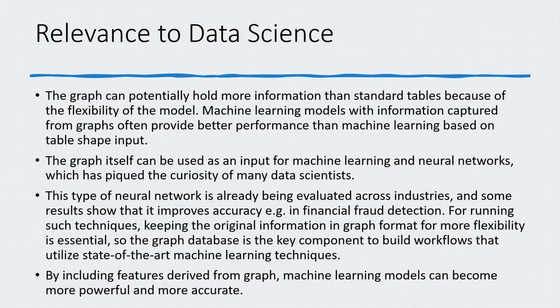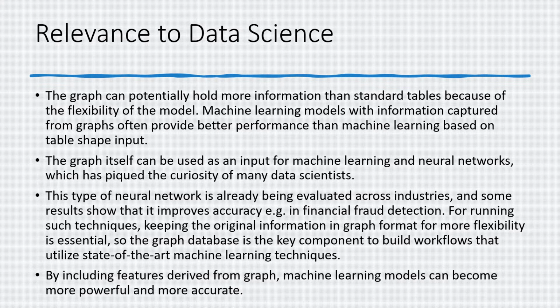Relevance to data science. The graph can potentially hold more information than standard tables because of the flexibility of the model. Machine learning models with information captured from graphs often provide better performance than machine learning based on table-shaped input. Another point is that the graph itself can be used as an input for machine learning and neural networks, which has piqued the curiosity of many data scientists.